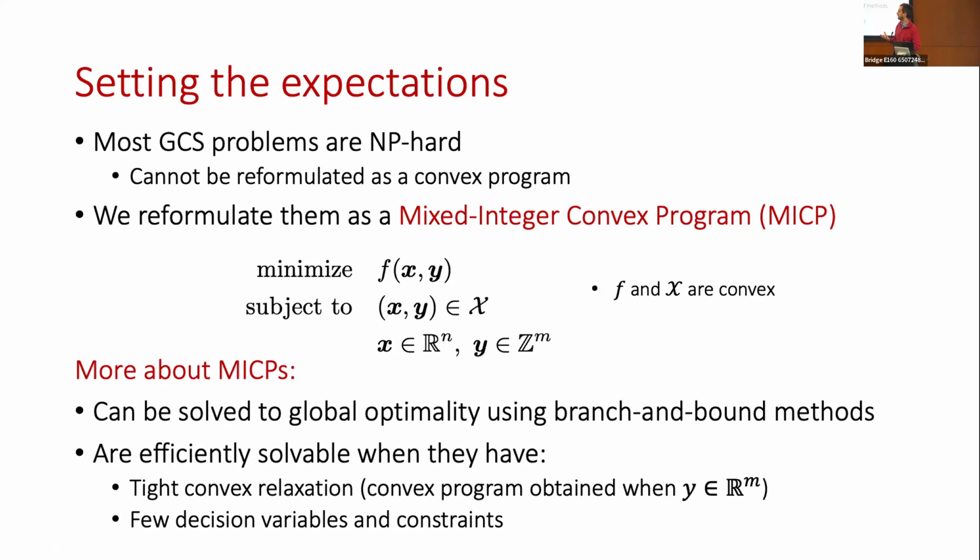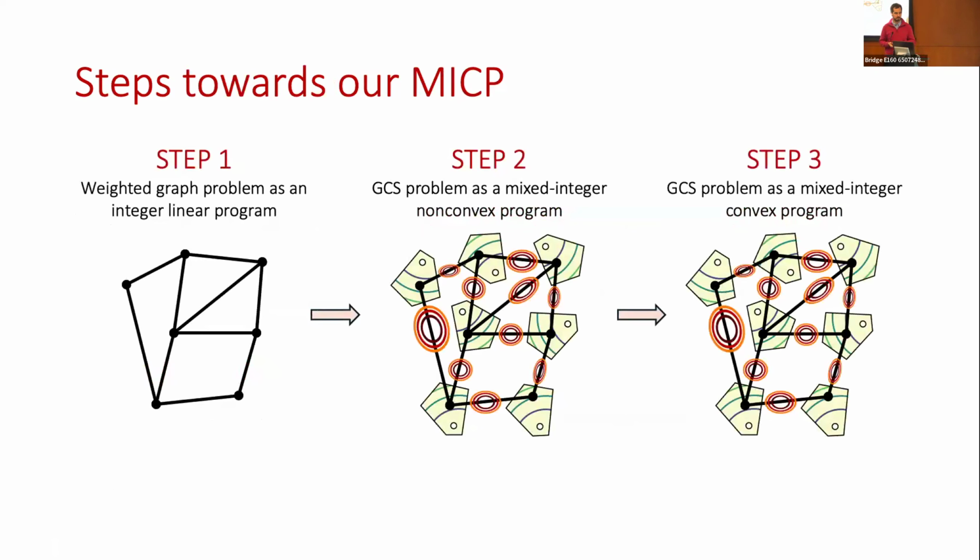Of course, it's important to design MICPs that have these tight convex relaxations, but also are not too large in size. They don't have too many variables. So how do we do that for our GCS problem? We will do that in 3 steps. I will give you the highlights, since the details are a bit tedious maybe. We start from an integer programming formulation of the original discrete problem, which we then translate into a mixed integer but non-convex formulation for the GCS problem, which we then convexify into a mixed integer convex formulation for the GCS problem.